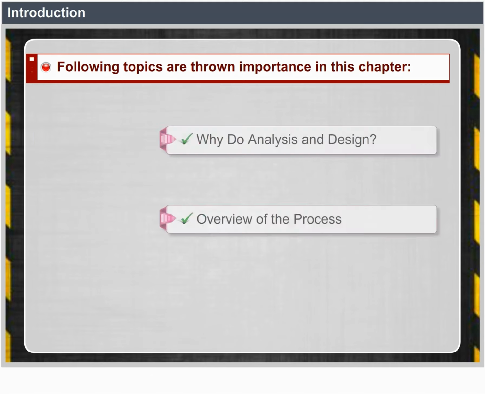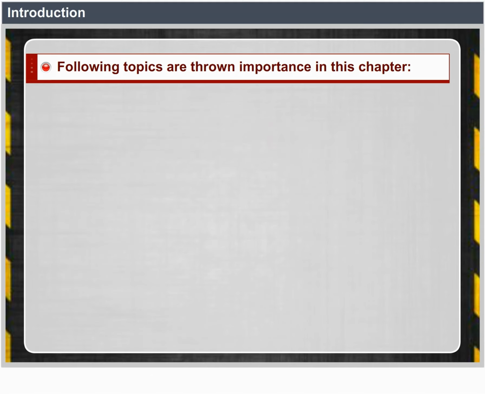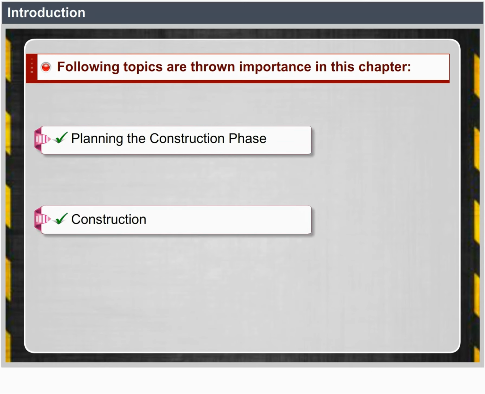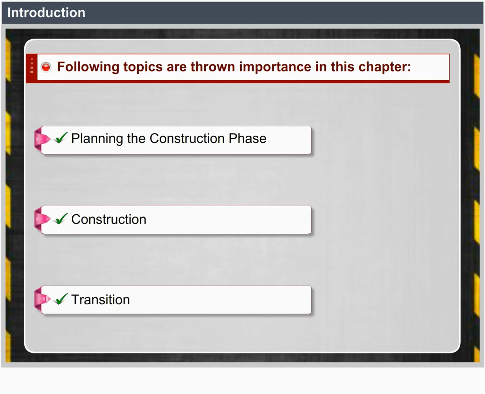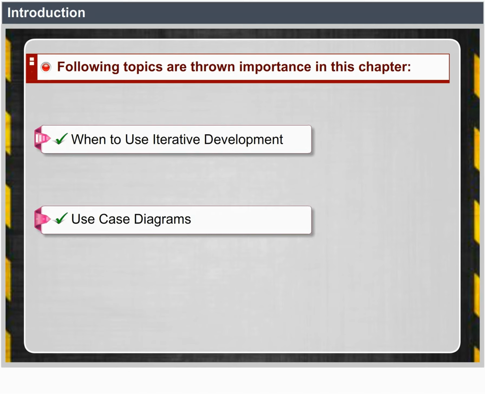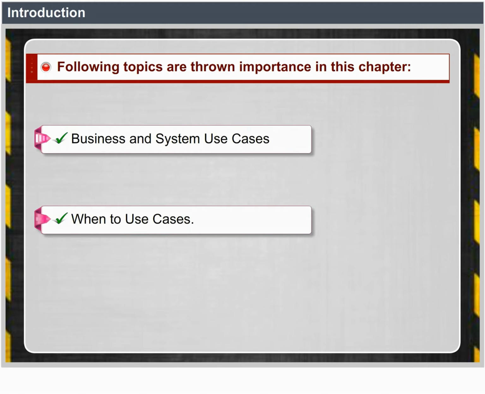Overview of the process. Inception. Elaboration. Planning the construction phase. Construction. Transition. When to use iterative development. Use case diagrams. Business and system use cases. And when to use use cases.